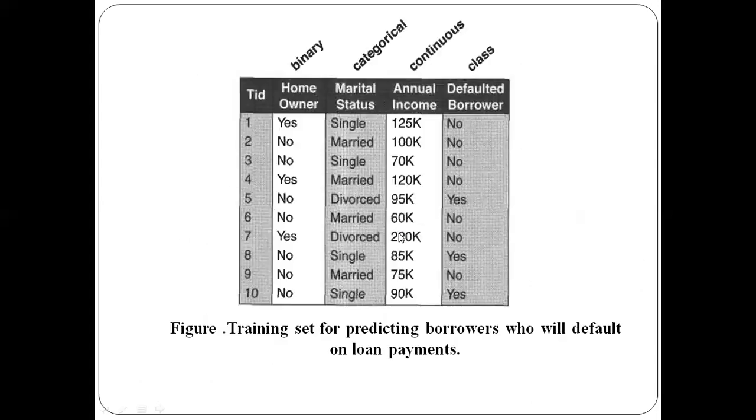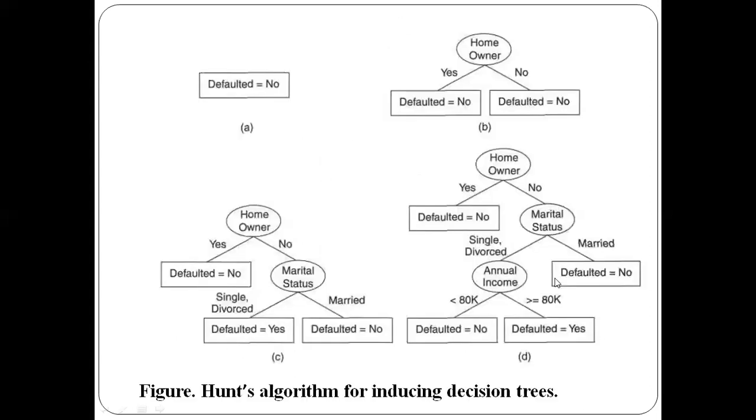Next, we have one more test condition here, that is the annual income. For the people who are single and divorced, if their annual income is less than 80K, then defaulted is equal to no. It means that many of the people who are single and divorced and whose annual income is less than 80K have correctly paid the loan. So defaulted is equal to no. And many of the people who are single and divorced, whose annual income is greater than or equal to 80K, have not repaid the loan. So like this we have assigned the class label. This is one example of constructing a decision tree.